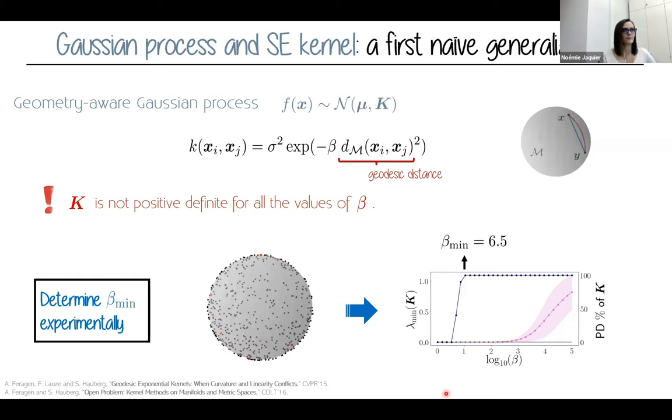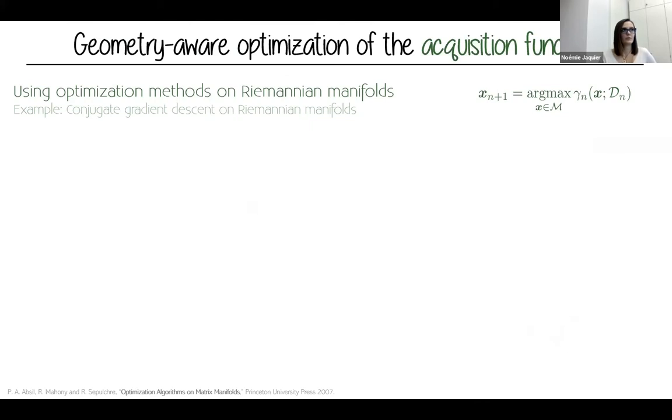So this is for the kernel. Now for the second point, to have a geometry-aware optimization of the acquisition function.